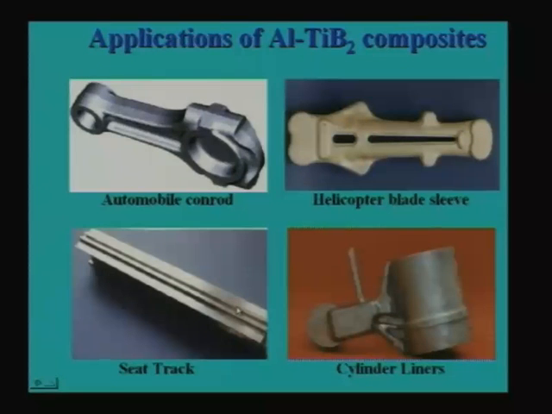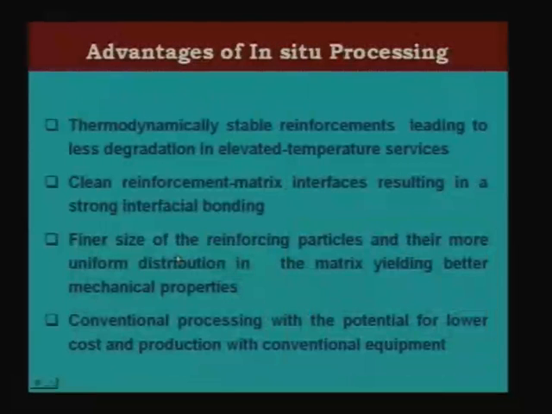There are a number of applications where people have already started using these in-situ composites, such as in automobiles, and we also have helicopter blade sleeves. These are just a few examples. I do not say that this is the complete list. There are also the cylinder liners in automobiles and the seat tracks. Wherever you need a high wear resistance and high strength combination is where we use these in-situ composites. And what kind of advantages do you have?